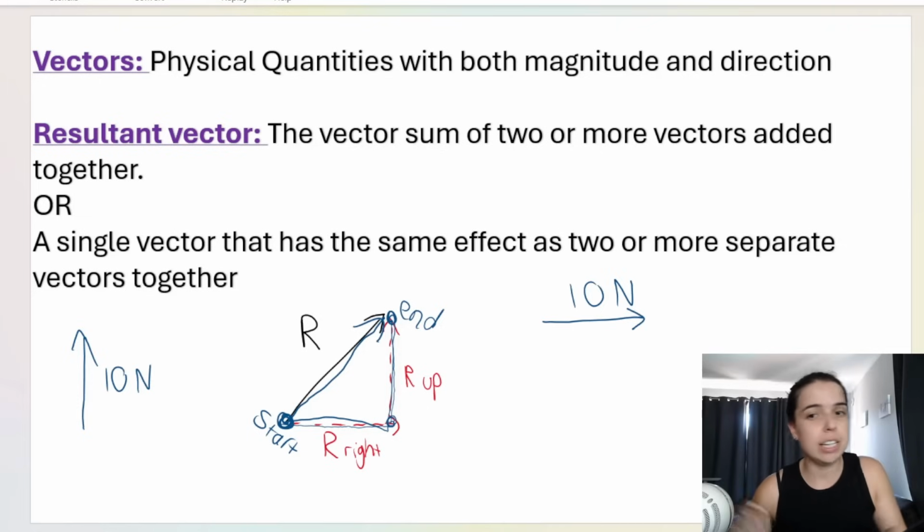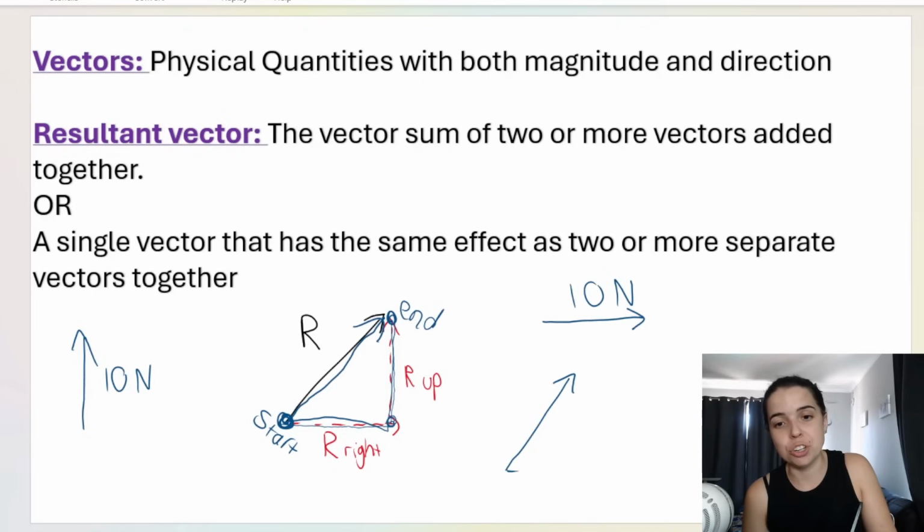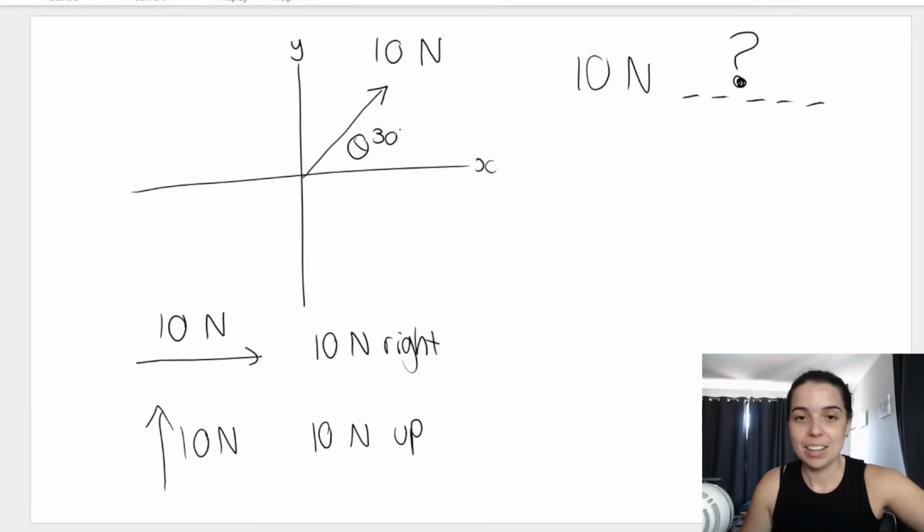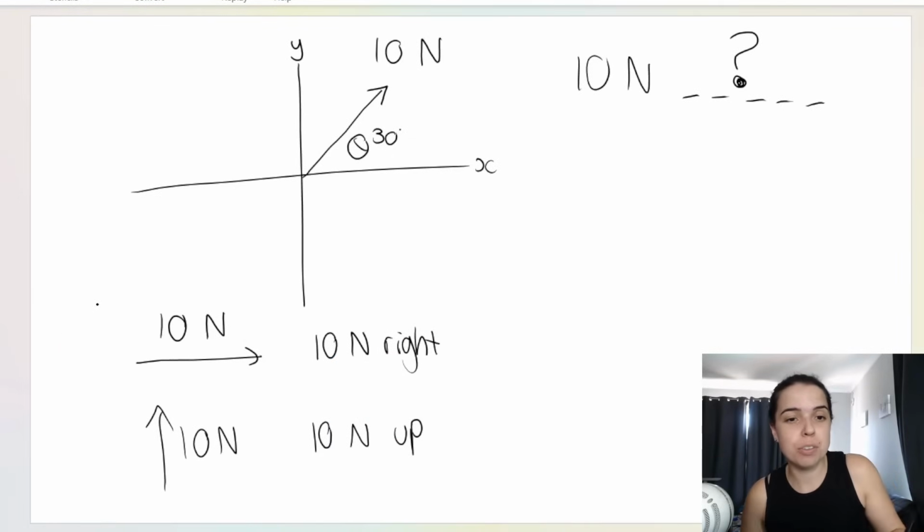But what's not easy is if we have a vector like this, like that first one I drew you, and it acts at a specific angle. If you have to draw that in a Cartesian plane, it'll look something like this. So in this example over here, this was the first one we did. 10 Newton to the right would be this example. This would be 10 Newton up.